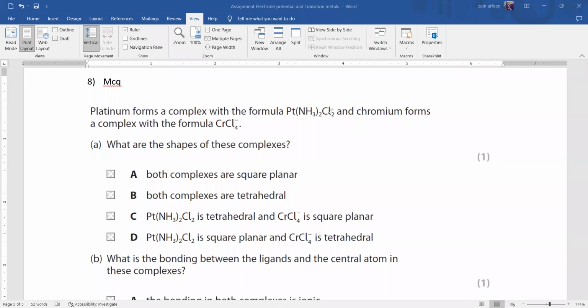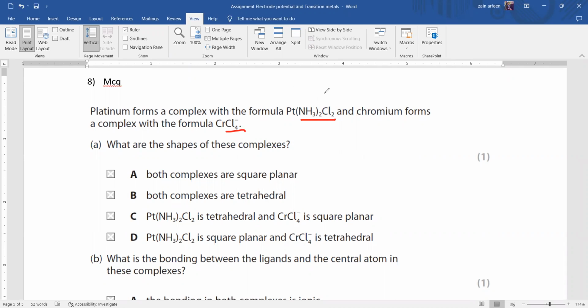So platinum has coordination number 4, chromium also coordination number 4. What is the tendency of platinum? Platinum has a tendency to form square planar complexes, and then chromium will be tetrahedral.